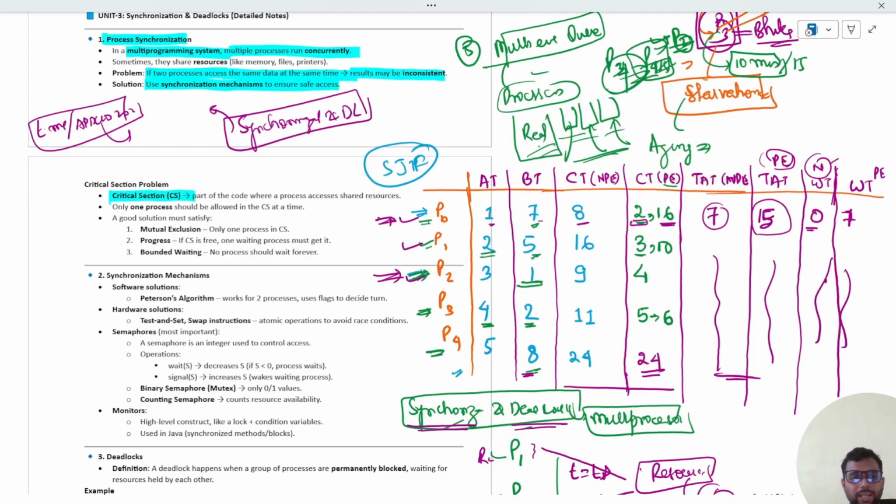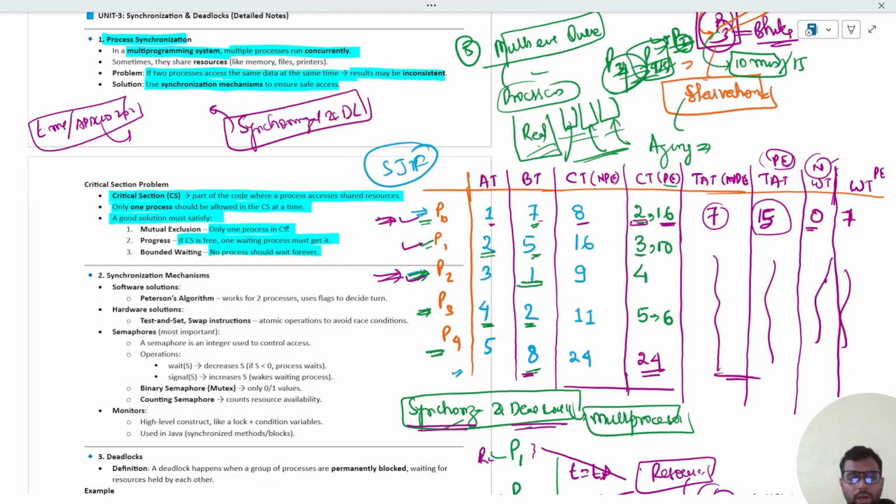Critical section is basically a part of a code where a process accesses a shared resource. I've already explained this in the lines below. Only one process should be allowed in the critical section at a time. The good solution would be mutual exclusion, that is, only one process should be in the critical section. If the critical section is free, a waiting process must be given access, and no process should wait forever. That is, there should be bounded waiting.